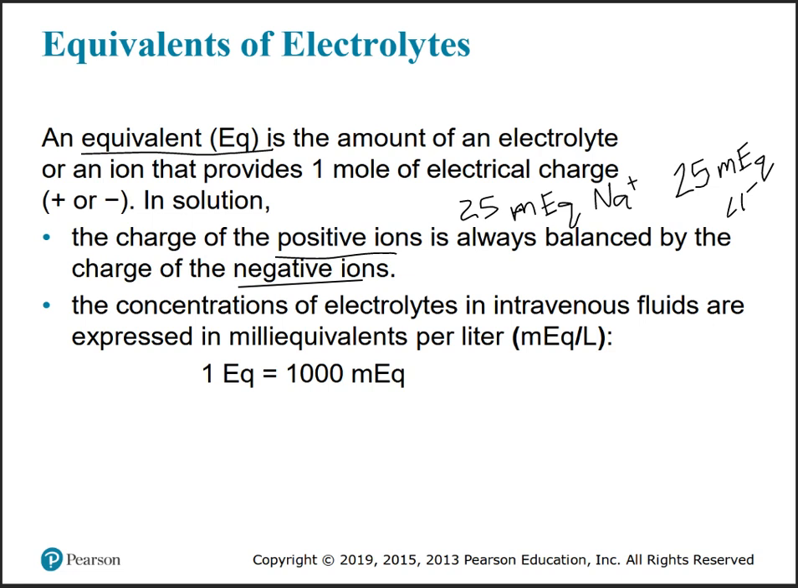When we're talking about IV fluids or intravenous fluids, that's IV if you didn't know, we're using milliequivalents per liter. And if you remember from, I think it's chapter 2 maybe, when we talked about conversion factors and equalities, and we looked at all the different prefixes. So the m here is milli. So 1 equivalent is equal to 1,000 milliequivalents. You're going to need to remember that.